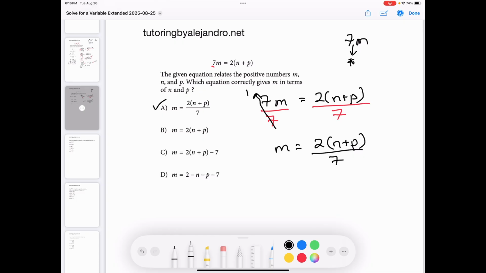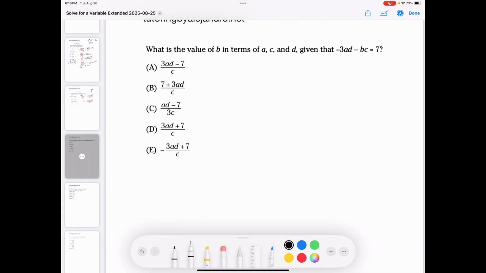Okay? All right. This was much easier than the previous one. Great. All right, moving on. Okay. Now we have: what is the value of b in terms of a, c, and d, given that negative 3ad minus bc equals 7. Okay, let's write that down.